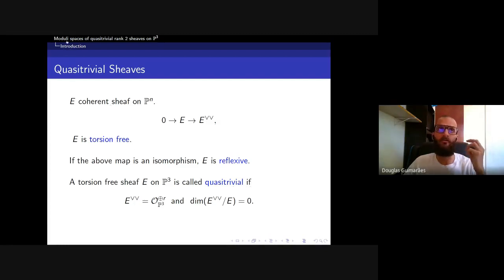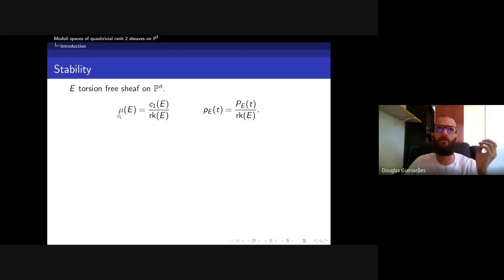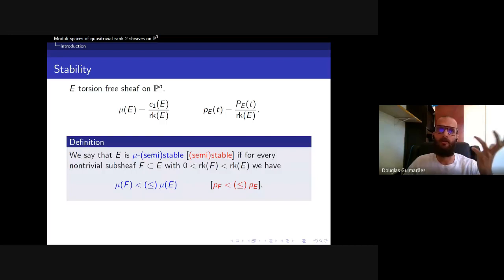The other word in the title is moduli spaces. To talk about moduli spaces, we need the notion of stability. So let's talk a little bit about the notions that we are going to use in this talk. For a torsion-free sheaf on Pn, we define mu of E as the first Chern class of E over the rank of E, and little p of E as the Hilbert polynomial of E over the rank of E. This is called the slope of E, and this is the reduced Hilbert polynomial. With these two, we can define the notions of mu-stability and semi-stability.